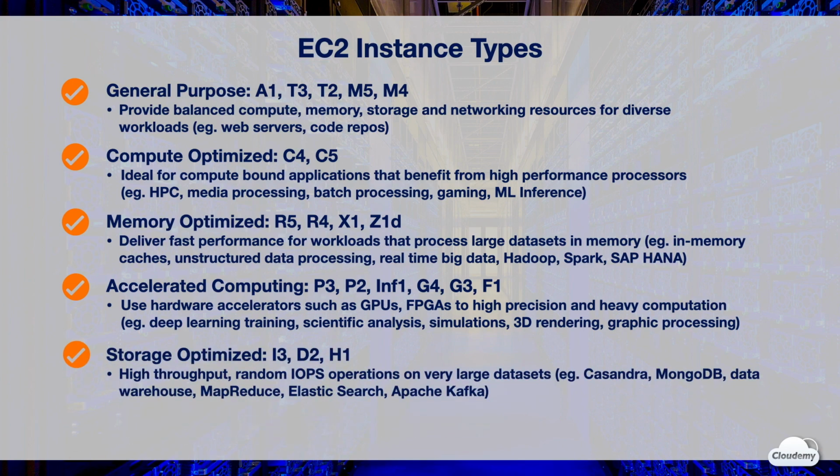Storage-optimized instances are designed for workloads that require high-throughput sequential reads and writes, and tens of thousands of low-latency random IOPS on very large datasets in local storage, such as Cassandra, MongoDB, Data Warehouse, MapReduce, Elasticsearch, and Apache Kafka. Storage-optimized instances include H1, I3, and D2 instance types.